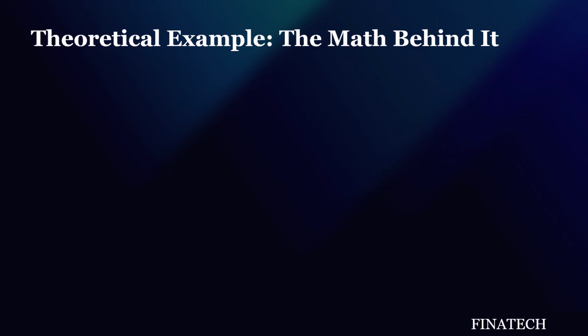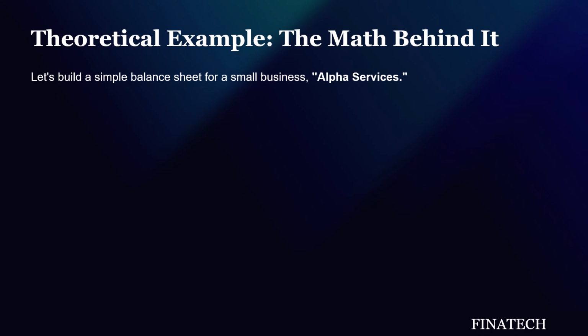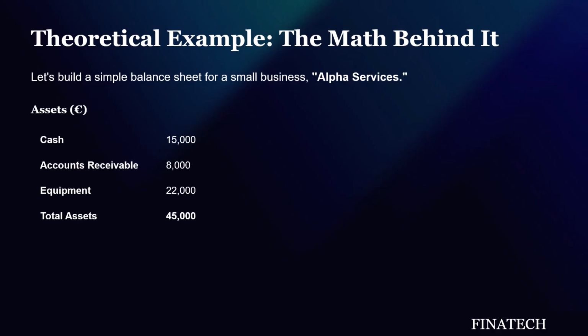Let's take a theoretical example, the math behind it. Let's build a simple balance sheet for a small business, Alpha Service. These are its assets: cash, accounts receivable, equipment, and its total assets are 45,000 euros.